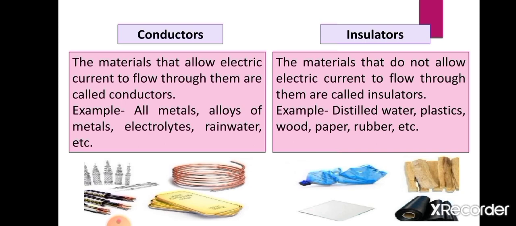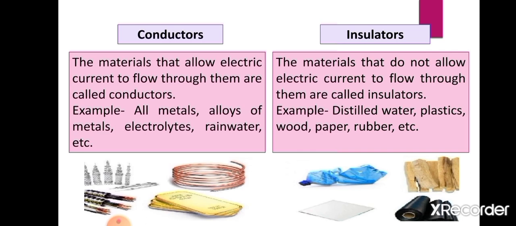Next topic is conductors and insulators. So now we know that electric current cannot flow through all the materials. Some materials can pass electric current, that allow the flow of electric current, and some cannot allow the flow of electric current. So on the basis of this, we can divide the materials in two parts, that is conductors and insulators.